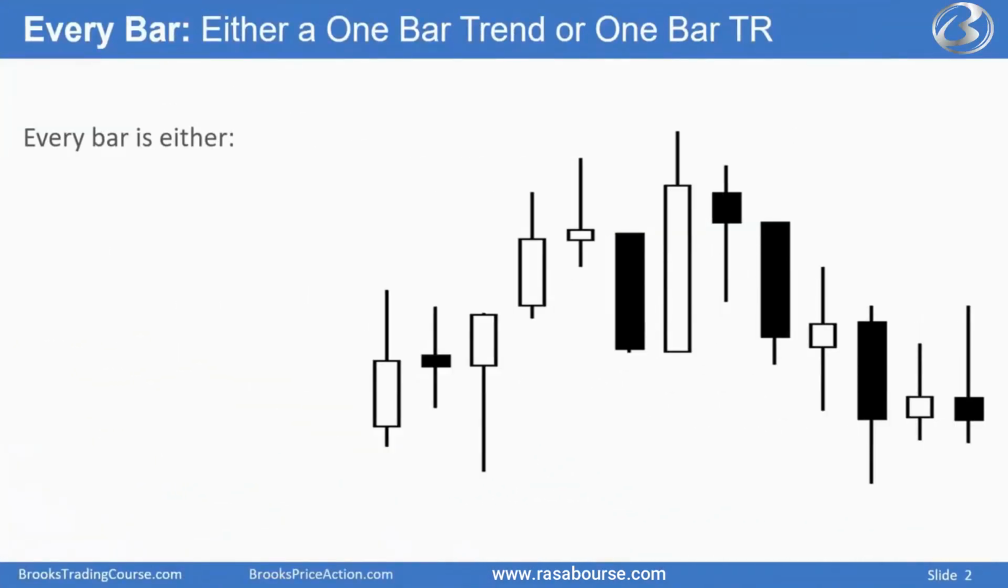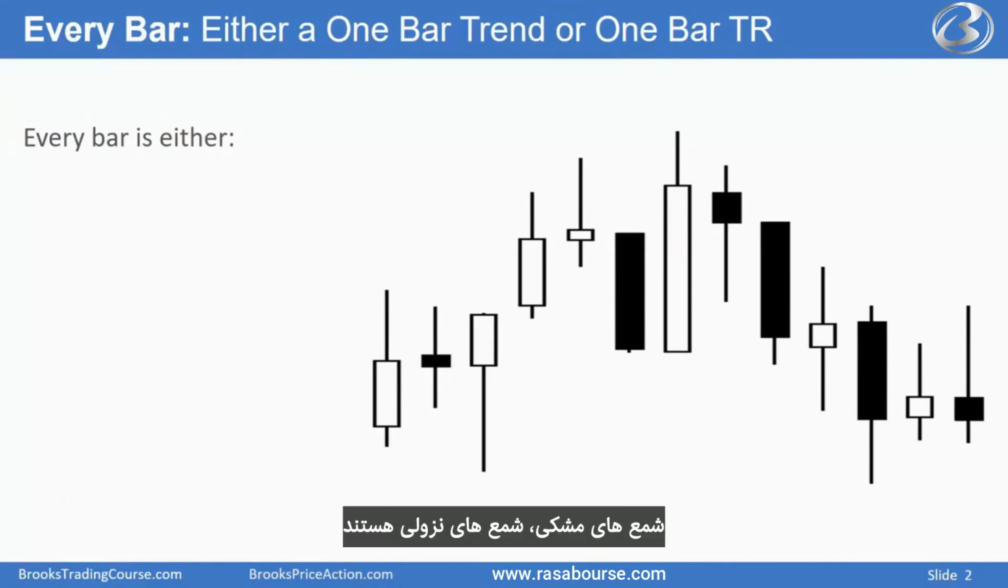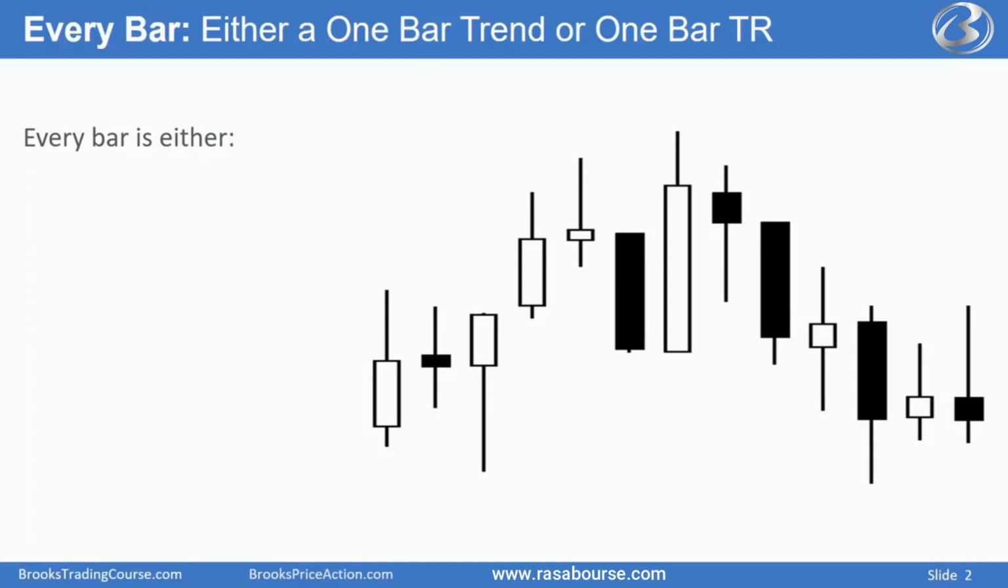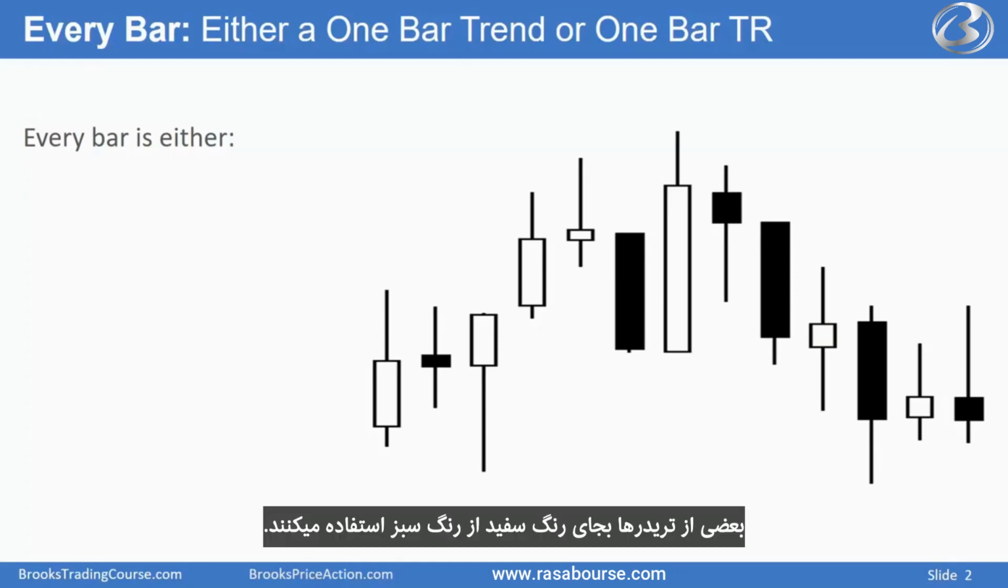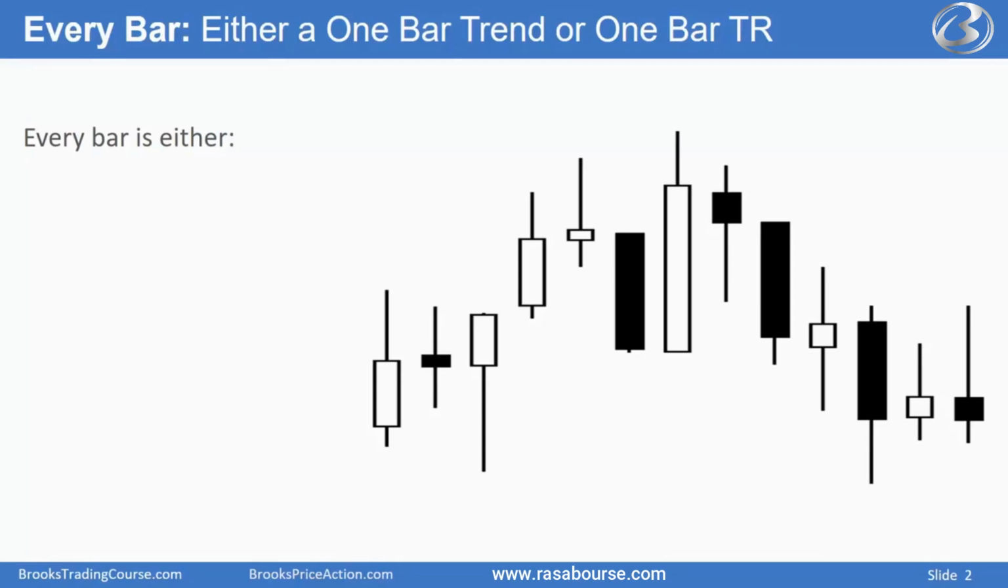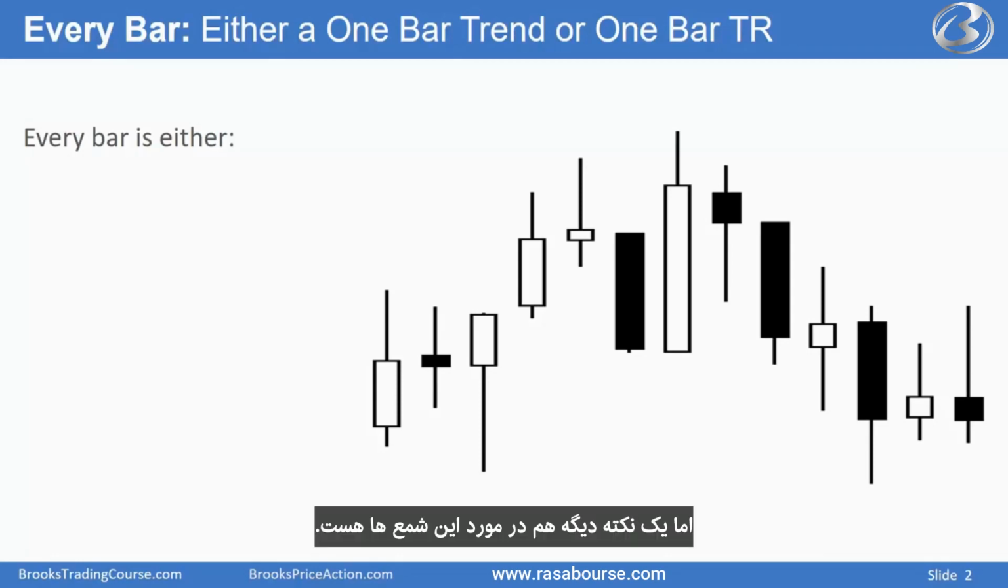Look at these bars. There are some black ones and some white ones. The black ones are bear bars, where the bar opened above the close, and the white ones are bull bars, where the bar opened below the close. It closed above the open. So those are bull bars, and the black bars are bear bars. Some traders prefer to use green for bull bars and red for bear bars. But there's something else about these bars.